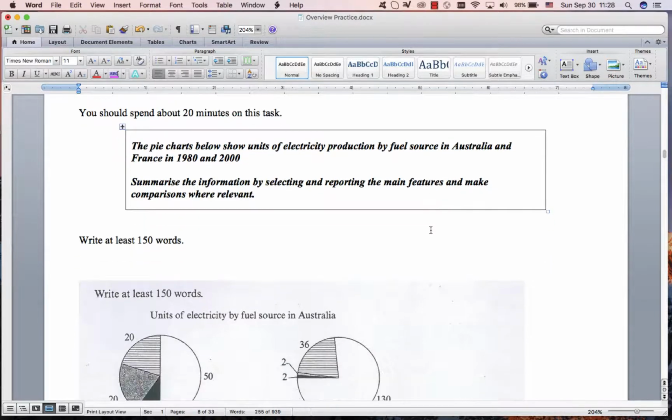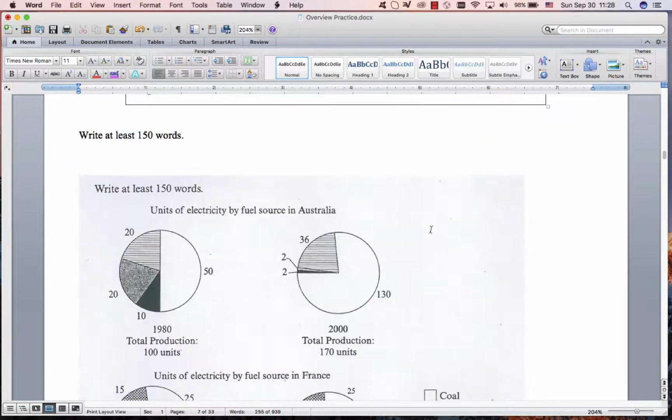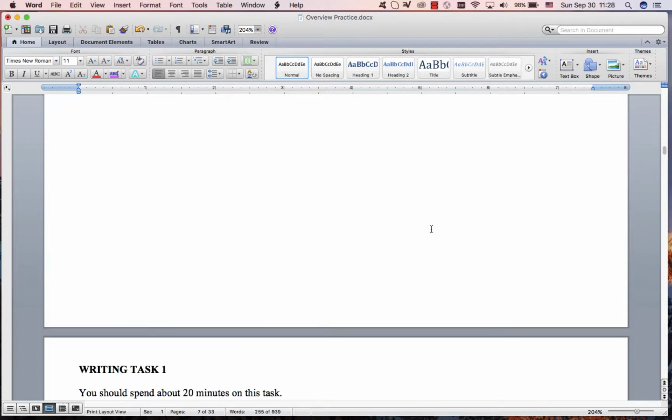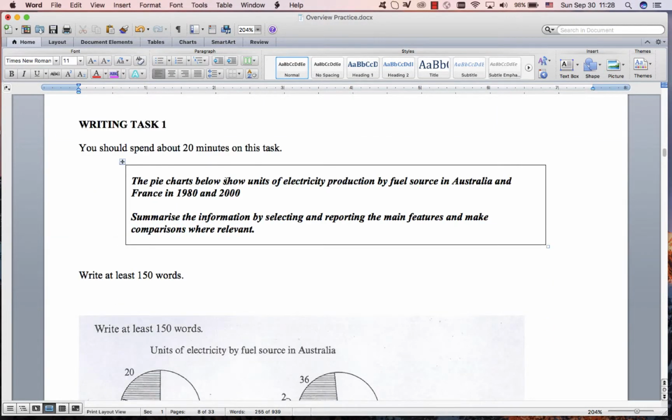Okay, let's look at a pie chart task 1. So what have we got here? We've got 4 pie charts. It says the pie charts below show units of electricity production by fuel source in Australia and France in 1980 and 2000. So I chose this one because the noun phrases that we're going to use are relatively easy.